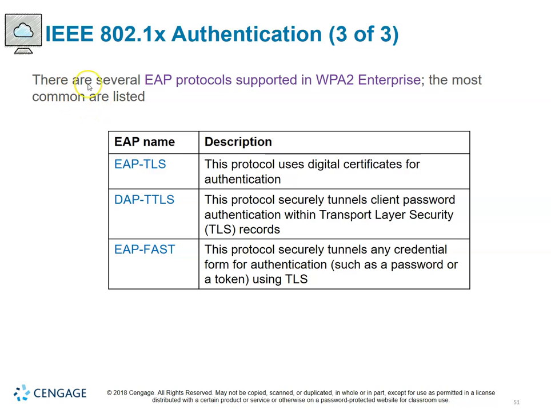Lastly, for this objective, there are several EAP protocols that are supported for the enterprise version of WPA2, and these are the most common ones. Again, this is the kind of table that you would want to put together to keep these all straight. The thing that's common amongst these, of course, is the authentication protocol, the EAP. And then in the description you can see what other security application you're bringing to bear on it. So in this case, it's TLS, Transport Layer Security.